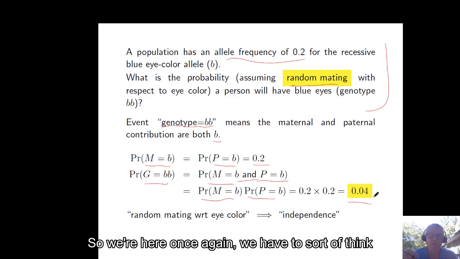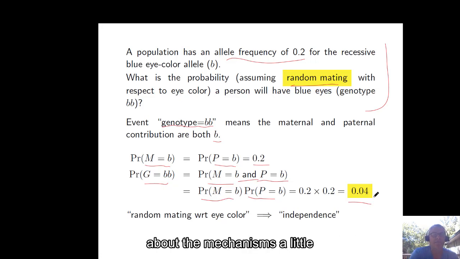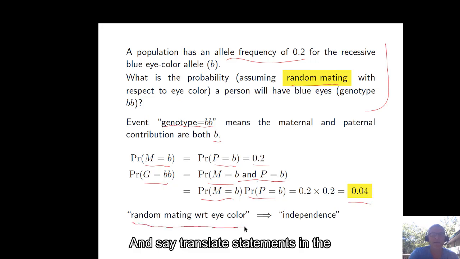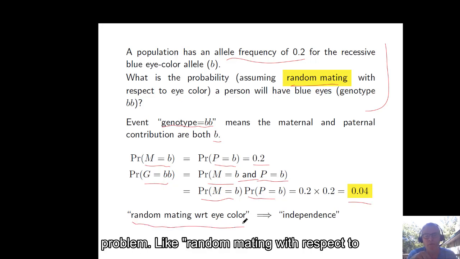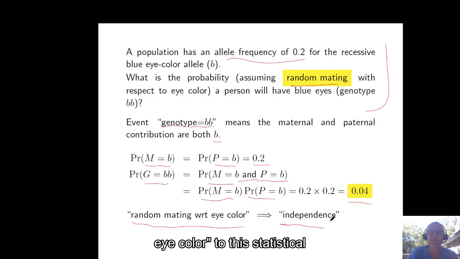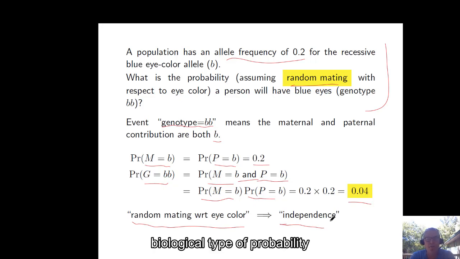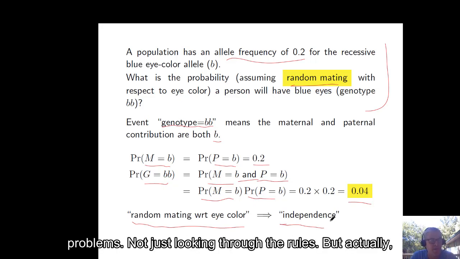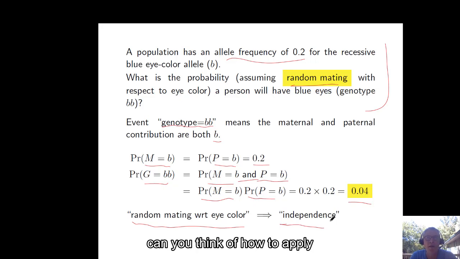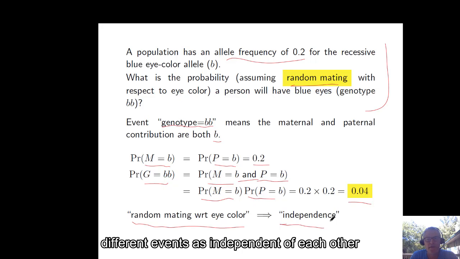So here, once again, we have to think about the mechanisms a little bit and translate statements in the problem like random mating with respect to eye color to this statistical concept of independence. We emphasize in this class real biological types of probability problems, not just looking through the rules, but can you think of how to apply the rules appropriately in a particular situation. So it's important to be able to look for the signs that we can treat different events as independent of each other or mutually exclusive of each other.